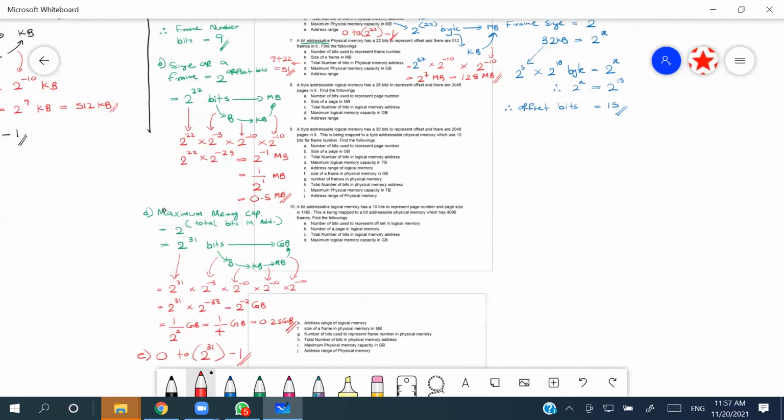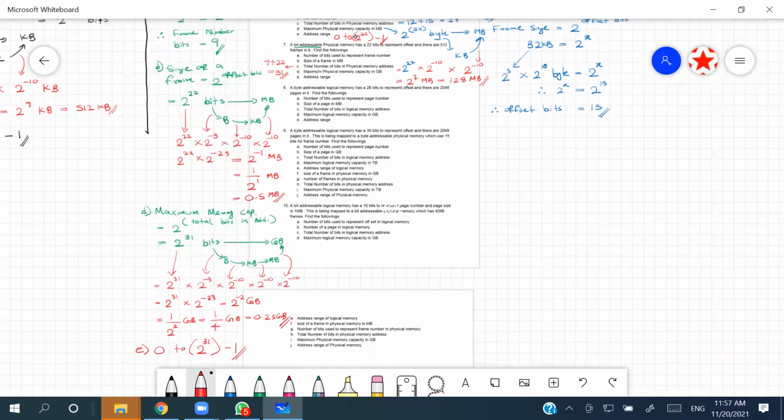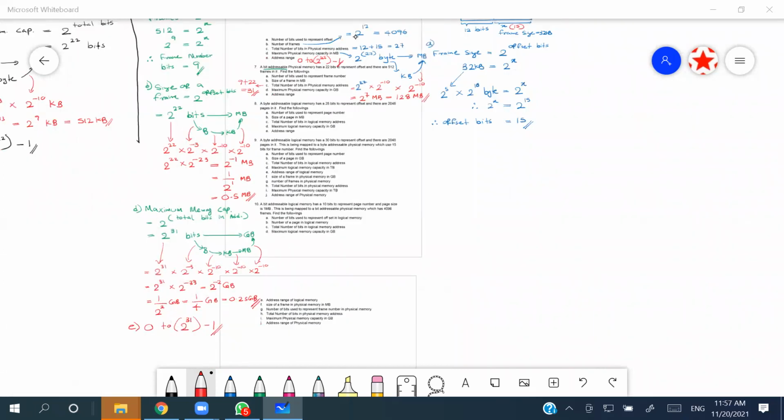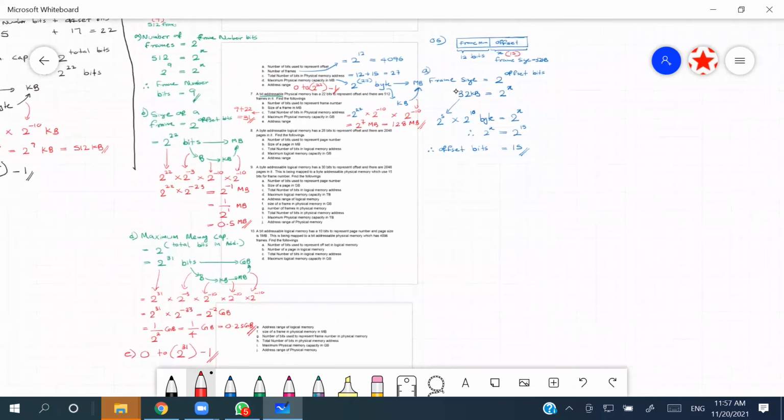Who got it all correct, people? Yes, Lalindi, very good. Right, so for part A, it is 9. Part B, Osanda, that's good. Right, and for part B, it is 0.5. Part C, it is 31. Divyangana, very good. Part D, it is 0.25 gigabytes. And for part E, 0 to 2 to the power 31 minus 1.